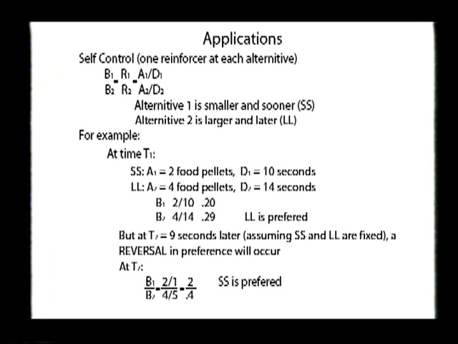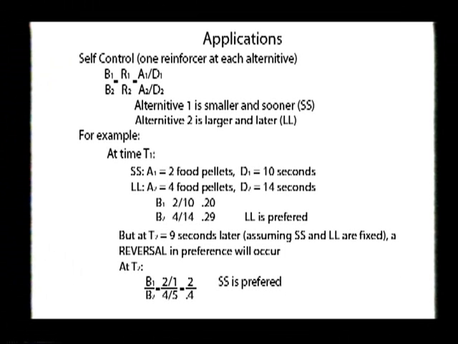Rate of reinforcement 1 is the amount divided by the delay of that reinforcer. Rate of reinforcement 2 is the amount divided by the delay of that reinforcer. Now let's suppose that alternative 1 is both smaller and sooner than alternative 2. So we're going to call alternative 1 SS for smaller sooner, and alternative 2 LL for larger later.